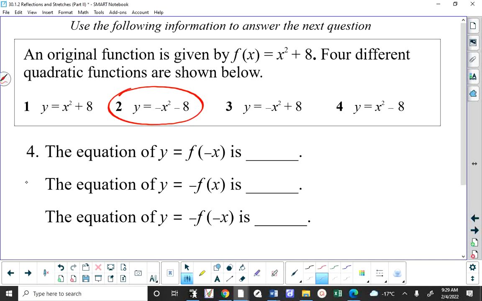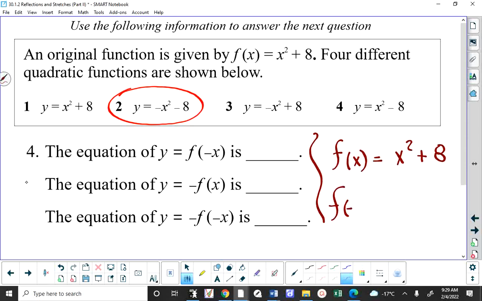No. Because if I take the original function f of x equals x squared plus 8, and I change it to f of negative x, that means I'm going to have negative x quantity squared plus 8. So there's a whole bunch of issues with us saying that this is a horizontal reflection. First of all, how could the 8 possibly change to negative 8? It can't, because there's no x in it.